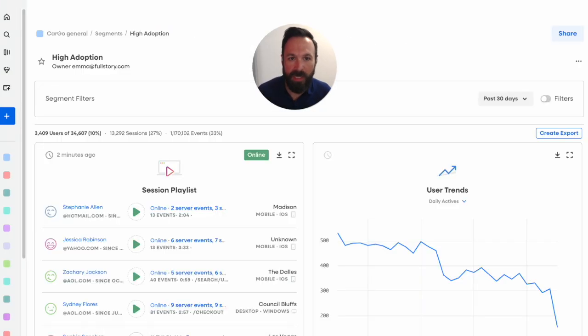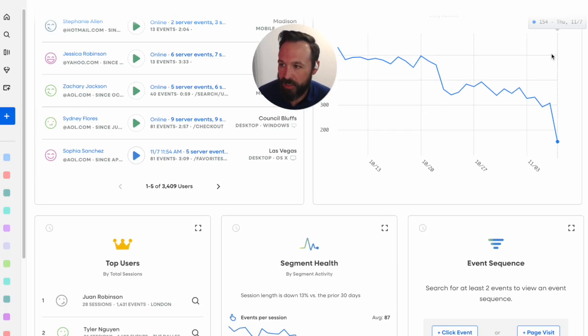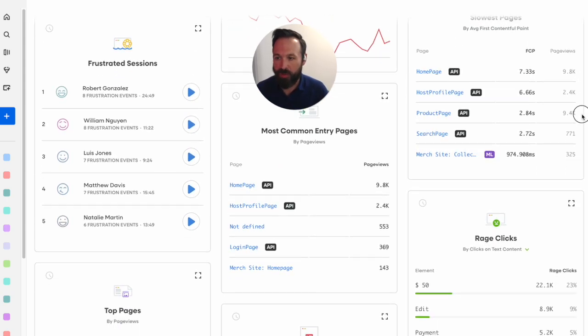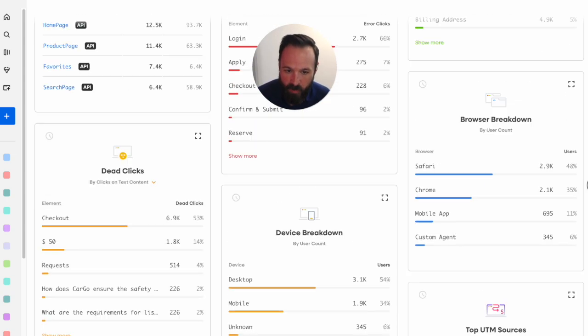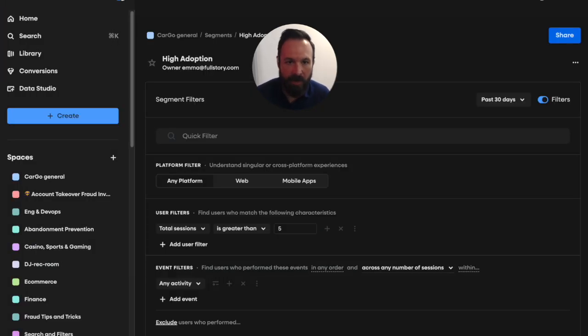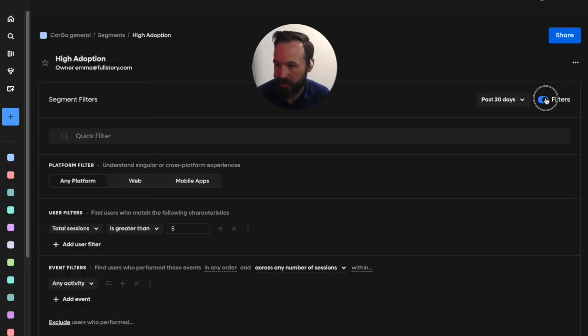Next, let's jump over to segments. Everyone knows segments. Here's our high adoption segment in cargo. And I can scroll down through this page. This all looks pretty familiar, right? We know what this looks like. Let's jump over to dark mode. There you go. So here's dark mode on the segments page.